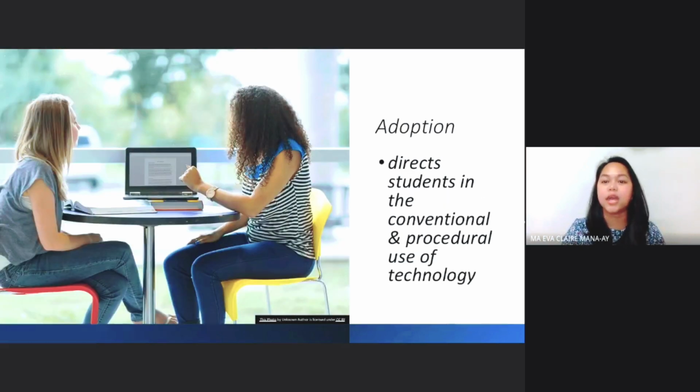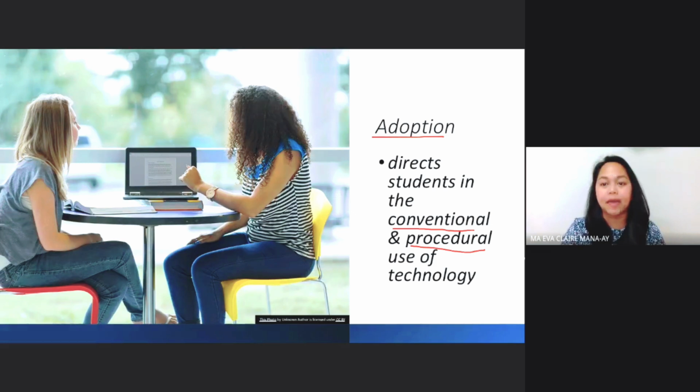The second stage that we have here is what we call adoption. In here, the teacher directs students in the conventional and procedural use of technology. Conventional and procedural here are two of the most important terms that we have in our definition. When you use technology in the adoption level, you are just using it in its conventional. That means the usual way that you use it. And it's also procedural. That means your students are just going to follow the steps. Okay, so the students are following the steps and they are using the technology in the usual method or the usual ways that they use them.